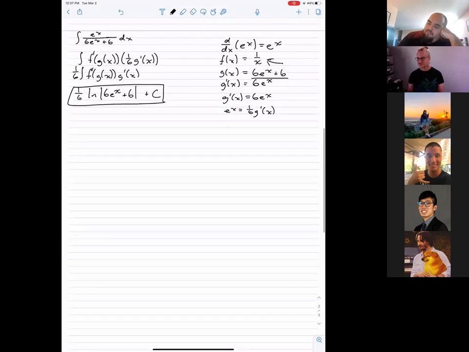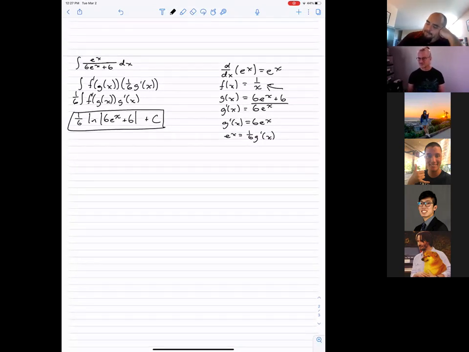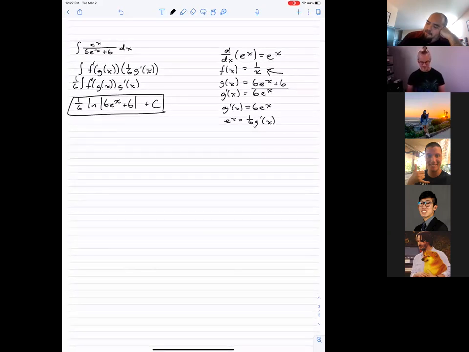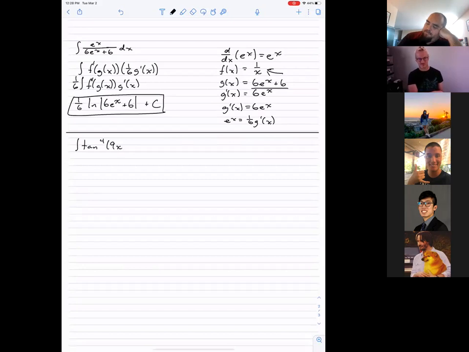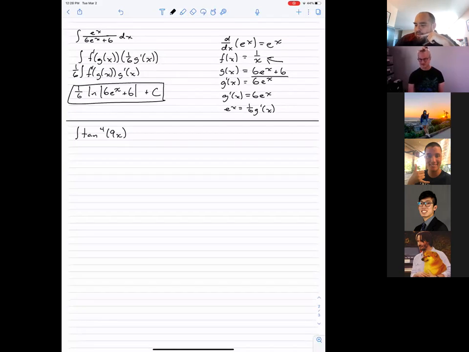All right, Mark, you're up. What do you want to talk about? Yeah, I have another question with iMath. I need help with tangent to the power of 4 of 9x. Oh, okay, I got you. All right, so I'm not going to finish this one because this is quite a bit like one we just did, but how would we attack this?